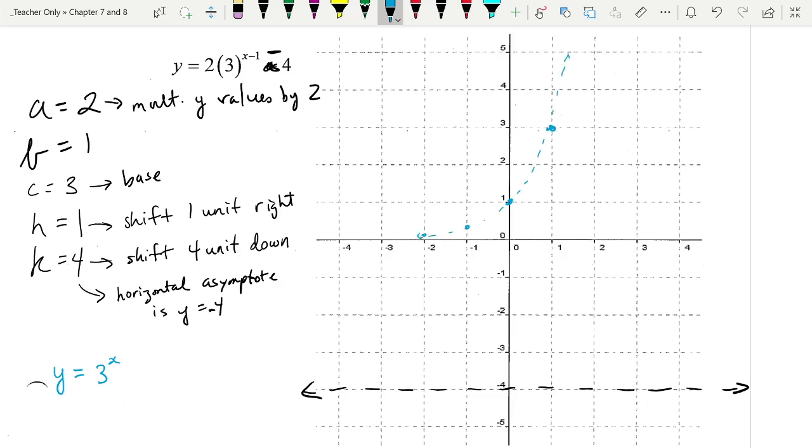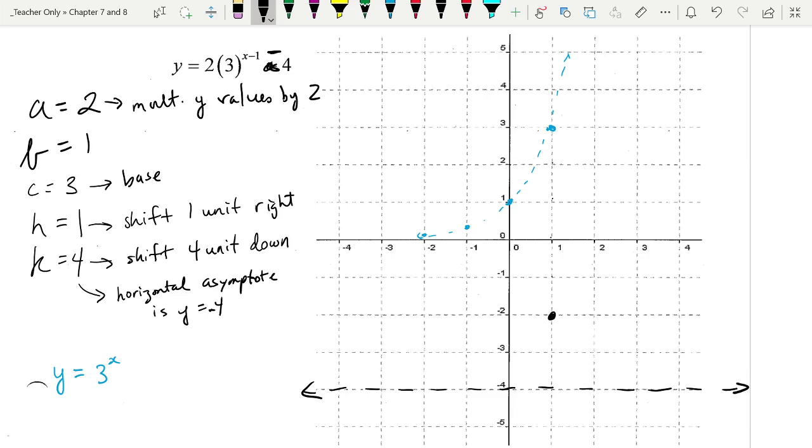There we go. Okay, so our y value, let's take this point here first. Our y value is going to get multiplied by 2. So here's 1. 1's getting multiplied by 2, so now it's up to here. Then it is shifting 1 unit to the right, and 1, 2, 3, 4 units down.